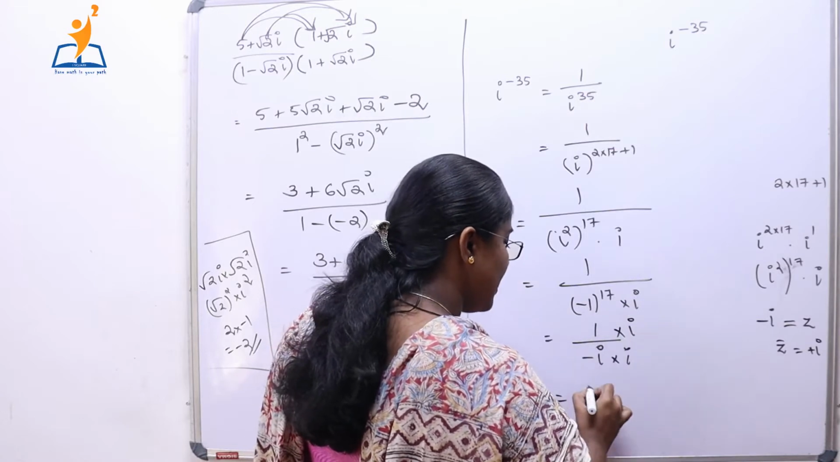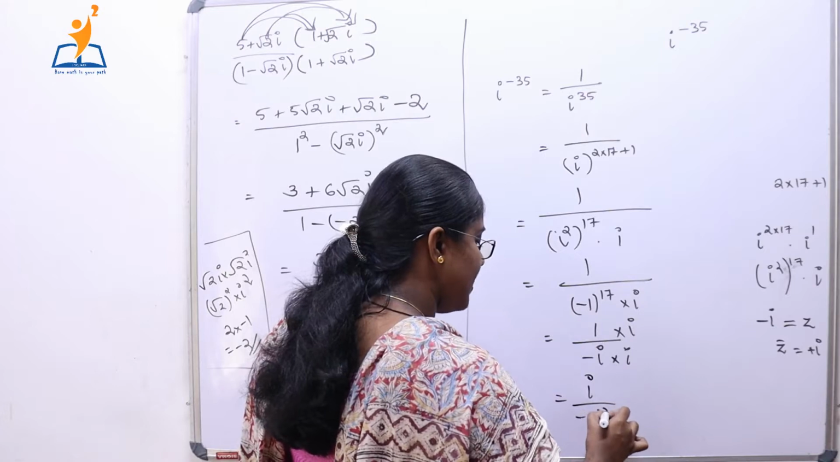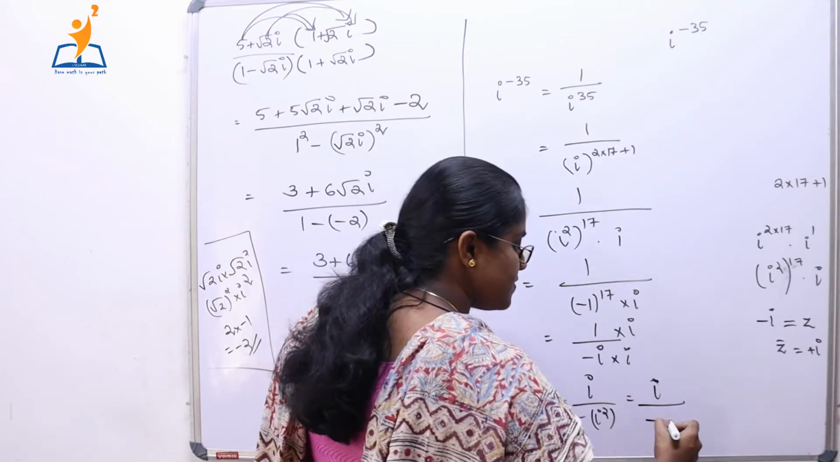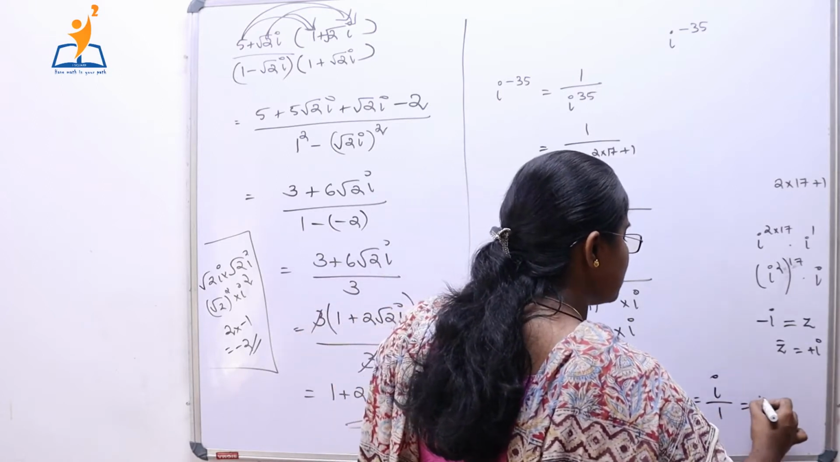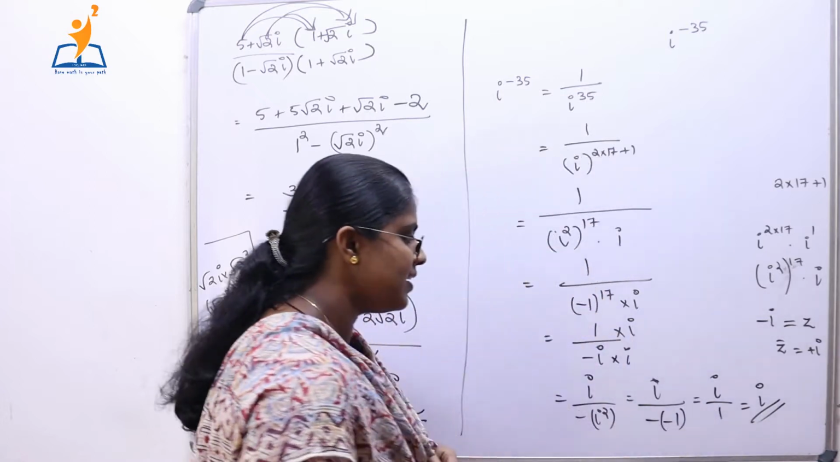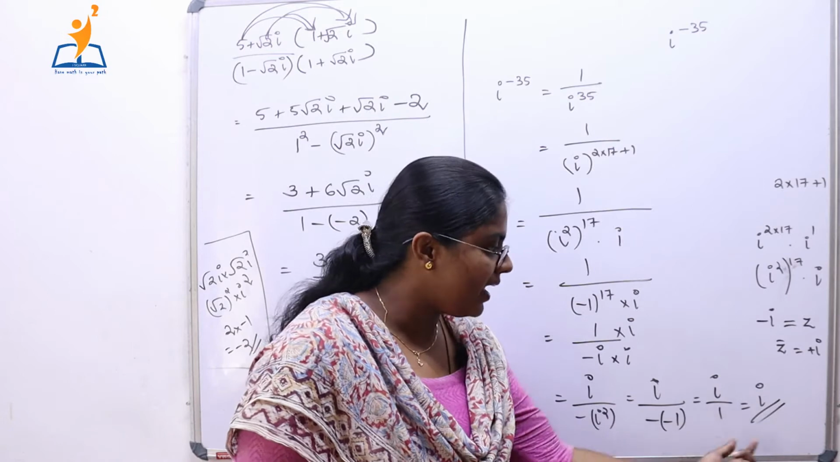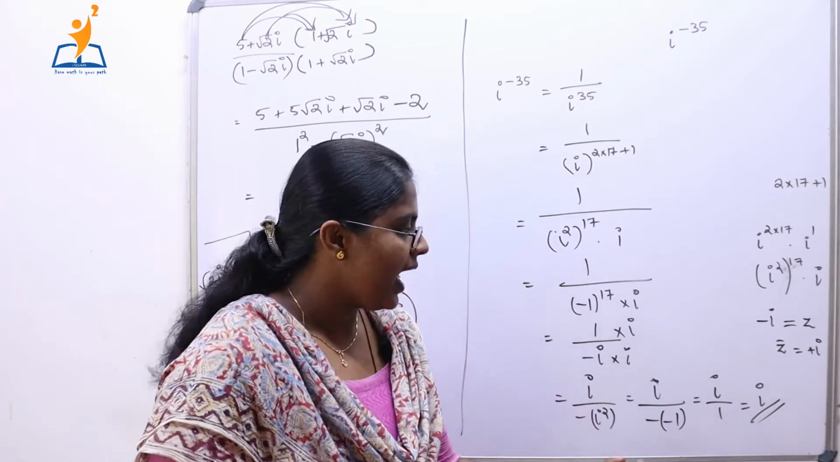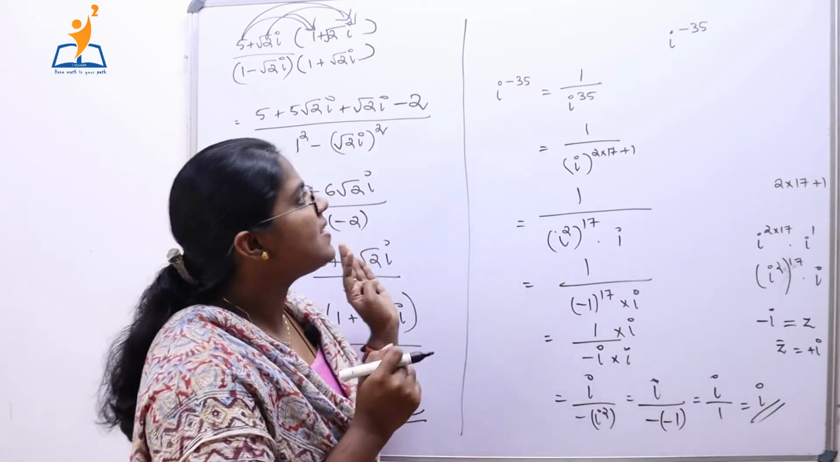So 1 into i is i. Again, minus i into i is minus i squared. So i by minus i squared, which is minus 1 in the denominator, so it will become i by 1, which is equal to i. That is the resultant complex number, which is of the form a plus ib, and here we have the real part 0, that is a is equal to 0, and the imaginary part 1, b is equal to 1. So that's the end of this question.